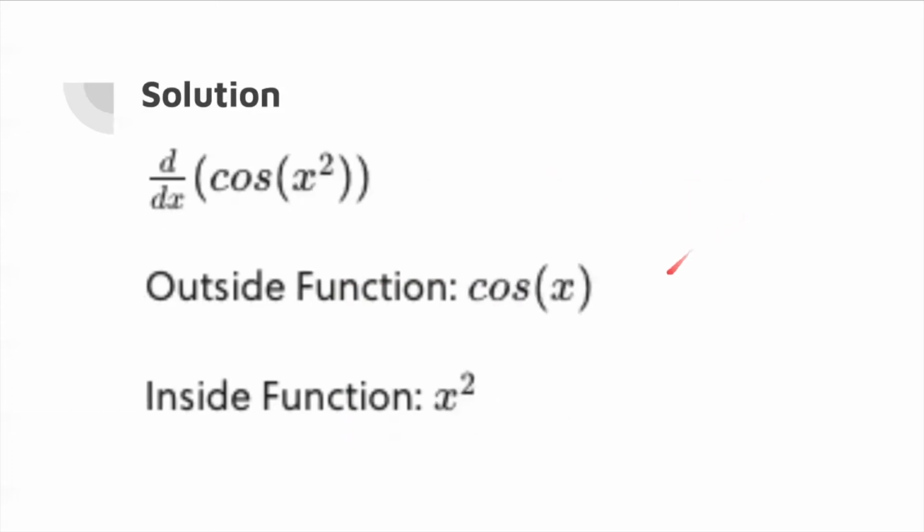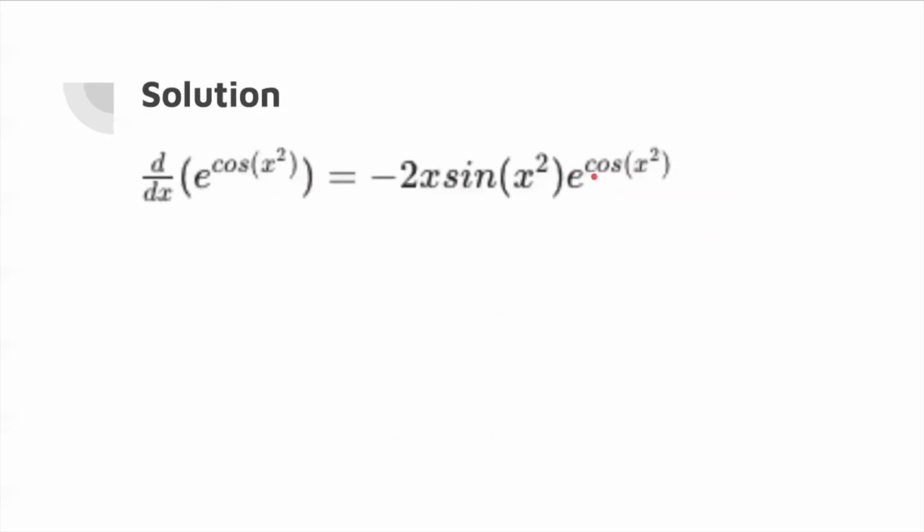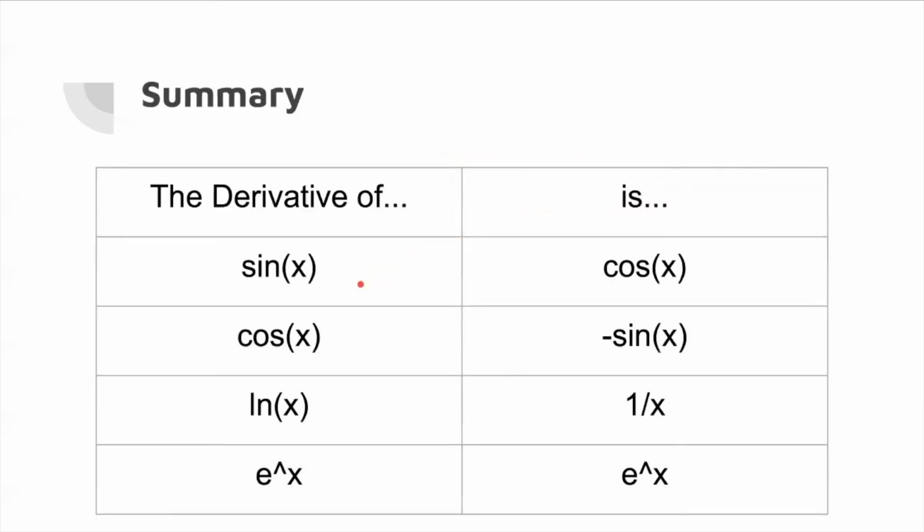And then cosine of x squared, the inside function is x squared, the outside function is cosine of x. All right, and then you get that the derivative of this is negative 2x sine of x squared. All right, and then going back and plugging everything in, this is what you get. All right, so these are all of the derivatives that you've learned so far.